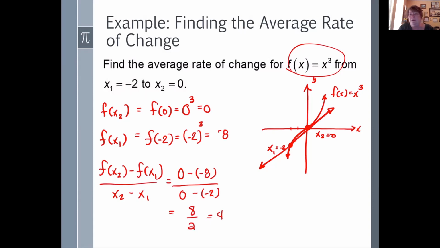So the slope of the secant line connecting the 2 points where x is -2 and x is 0 on the function f of x equals x to the third is 4. So the slope of the line connecting those 2 points on the graph of this function is 4. And that is the end of section 2.4.